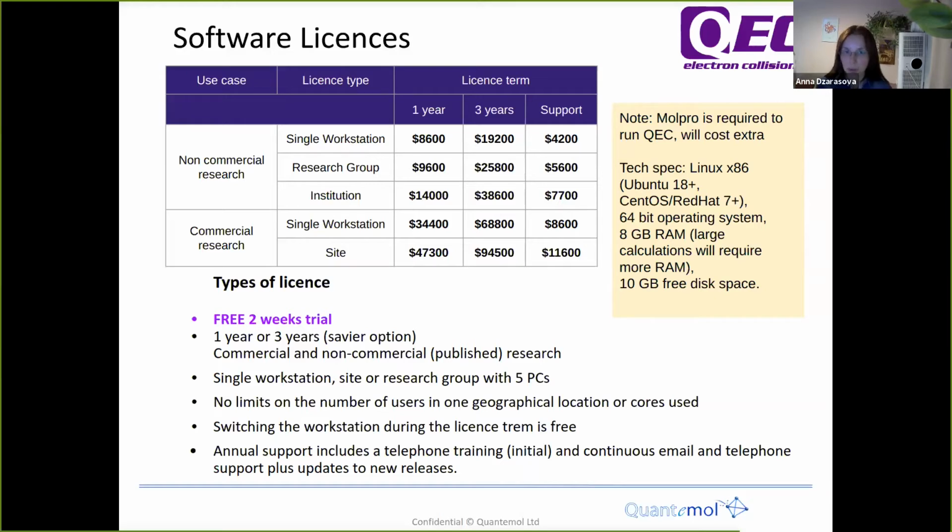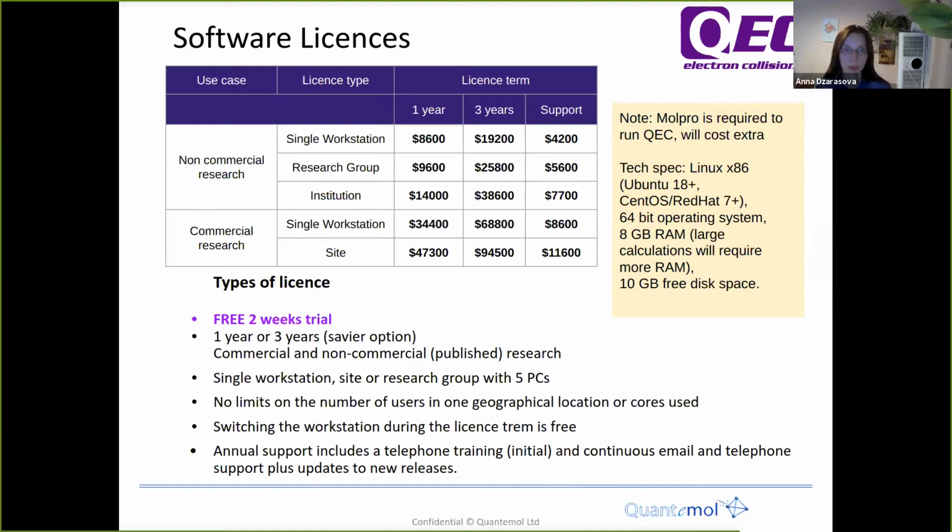And there is annual support, which we recommend if you are just starting to use the software. The support includes all the upgrades, training, and continuous email and telephone support. Additionally, we do not limit the number of users in one geographical location. So if, let's say, you're buying it for your research group, then you can have several students working as long as they work on the same workstation. A single workstation license will do fine. And switching workstations during the term is also no problem, just let us know.